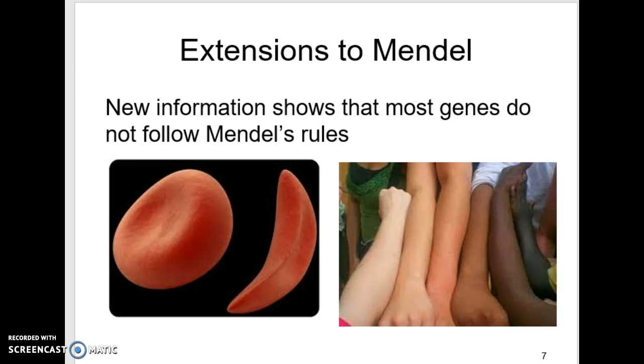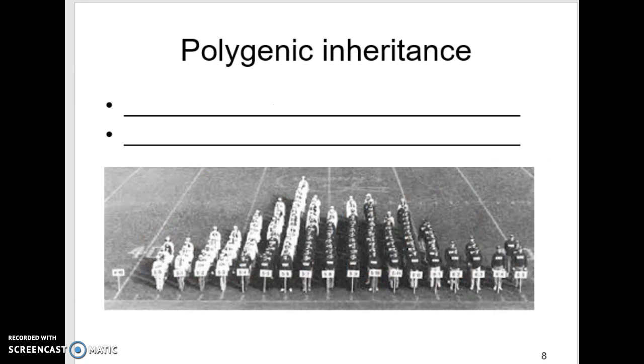So the first one we want to explore is this thing called polygenic inheritance. Okay? Polygenic means lots of genes. Multiple genes control the physical expression or the phenotype. So polygenic inheritance, multiple genes control the phenotype. It's not one gene or one allele or one set of alleles that determines this. It's going to be a bunch of them.